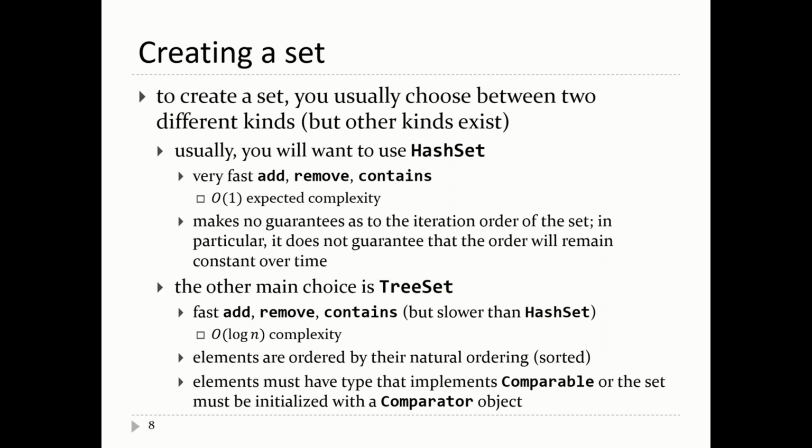Now your other choice is usually tree set. Tree set keeps the elements in sorted order. Its fundamental operations, add, remove, and contains, are all fast, but they're slower than hash set. These are all logarithmic complexity, all in O(log n). So still a lot faster than an unsorted list, but much slower than hash set.